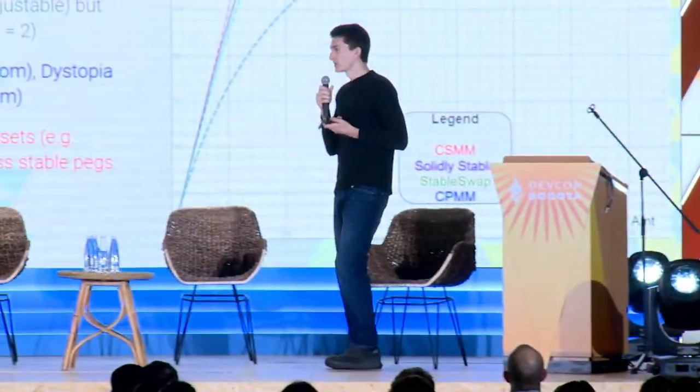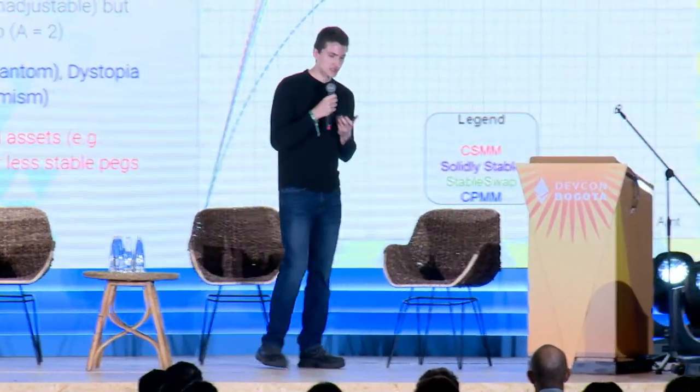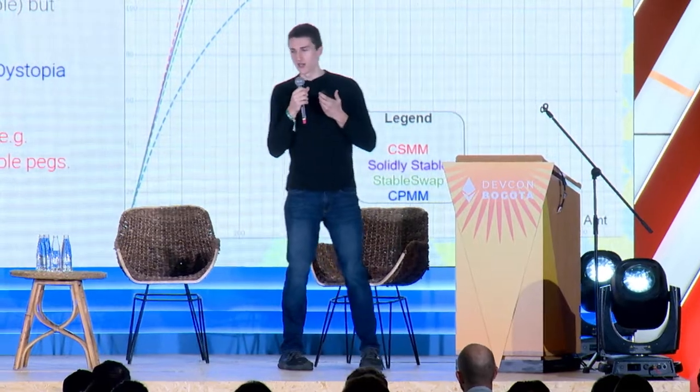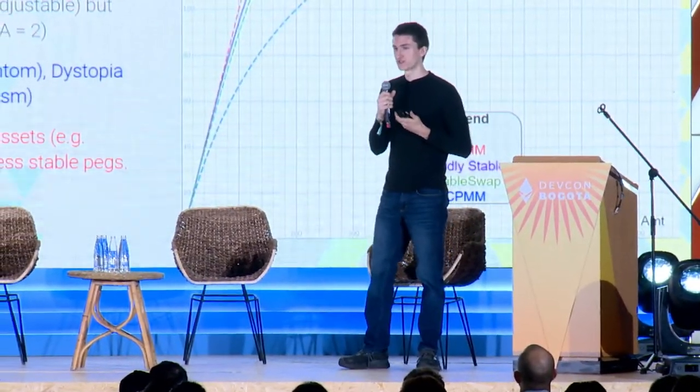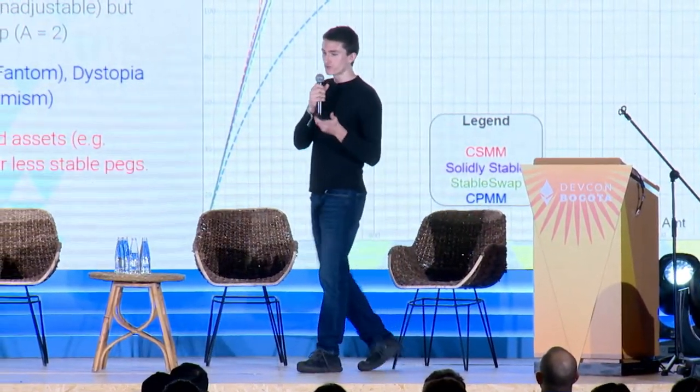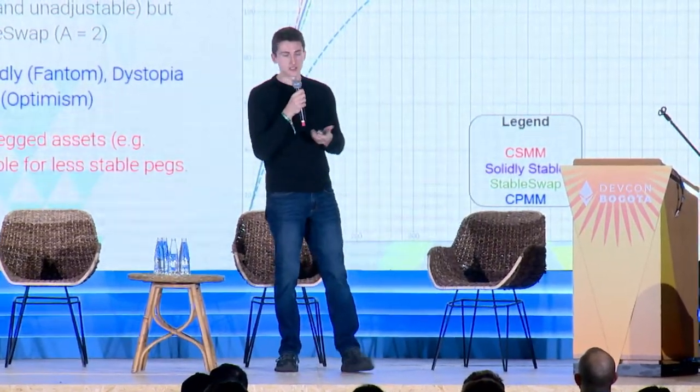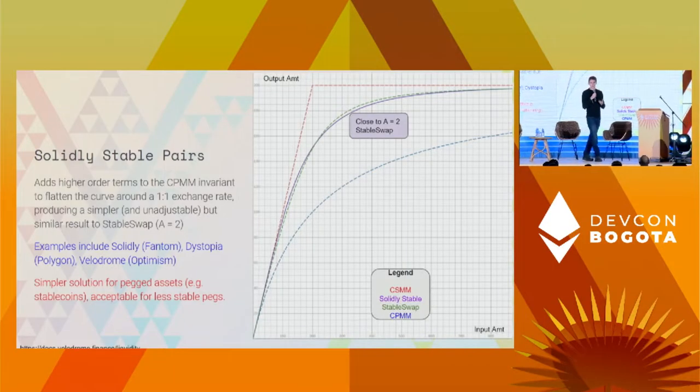Now, an amplification of 2 is actually quite low. Typically, it's much higher than this. So Solidly Stable essentially represents a low risk sort of stable swap that's still a big improvement over the constant product when there is that one-to-one exchange rate to leverage.